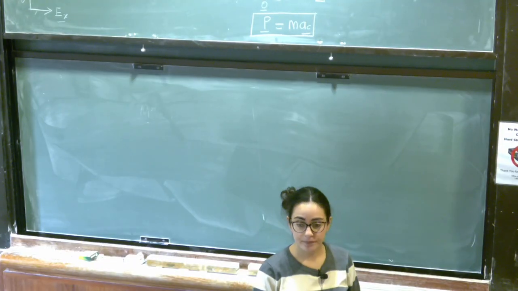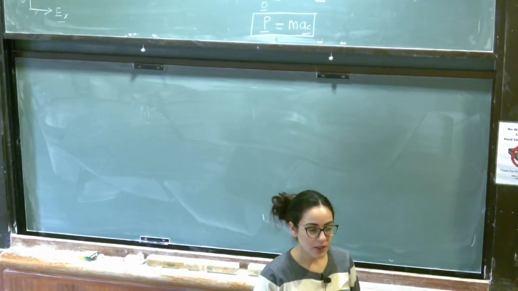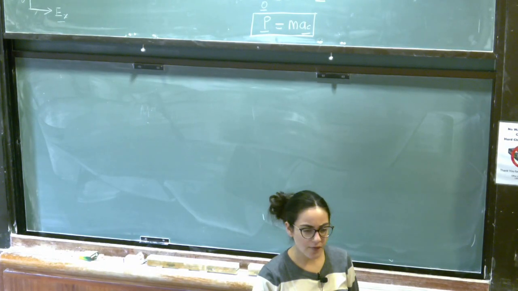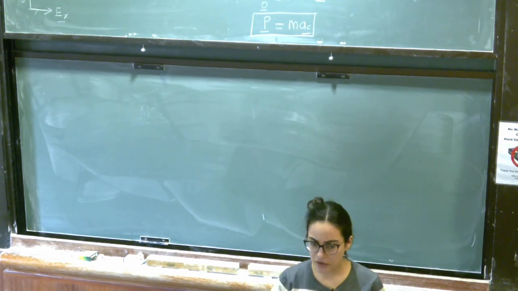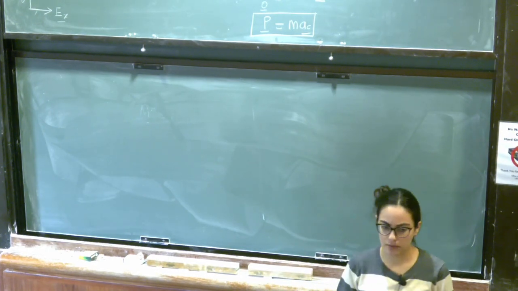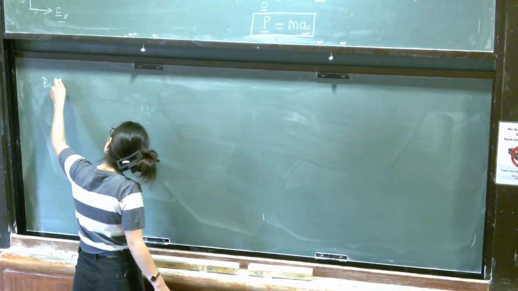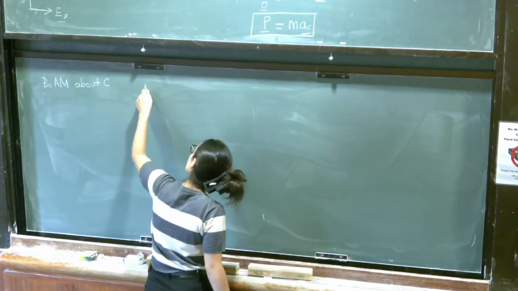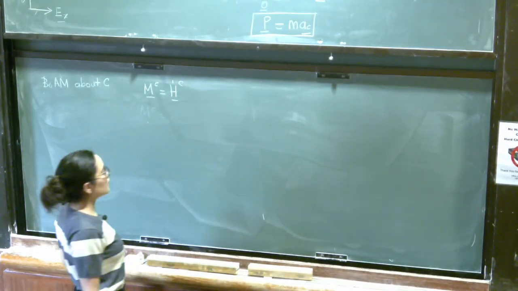About which point? Do we have a fixed point here? No. So that's out of the question. We can do the balance of angular momentum about a moving point P or the center of mass. Do you have any preference here? Yeah, center of mass. No need to take any other moving point because it would complicate the equations and there's no gain to be had from that. So the balance of angular momentum about C: M_C is equal to H dot C, right?